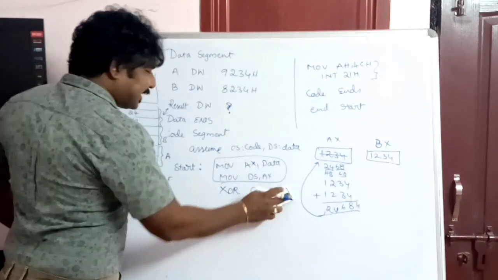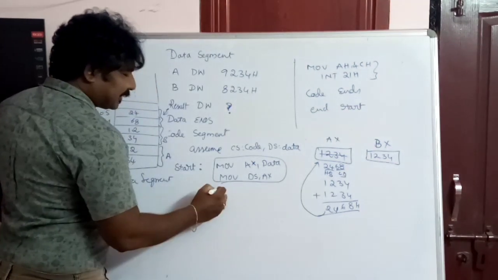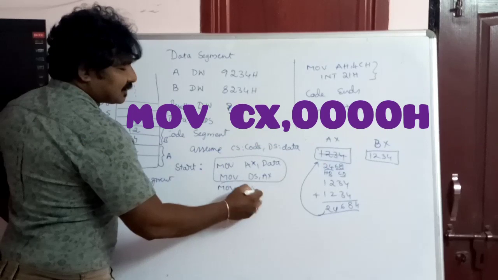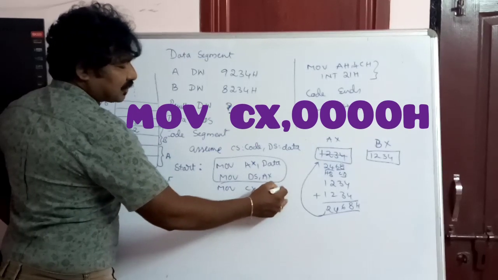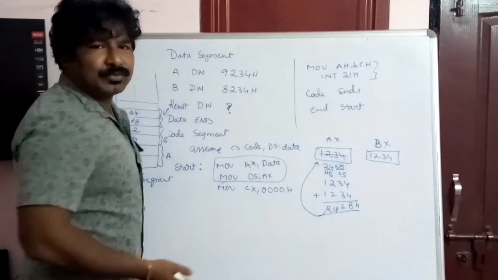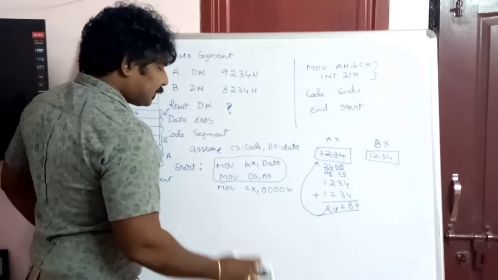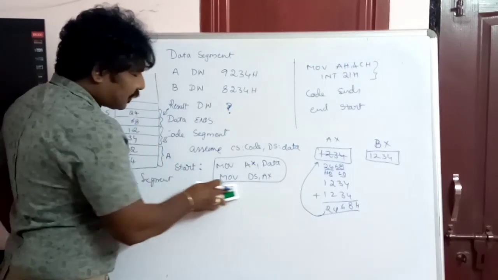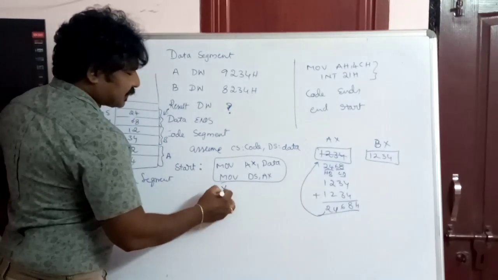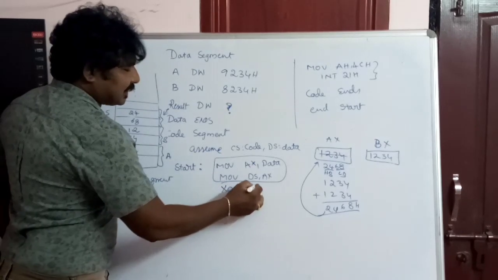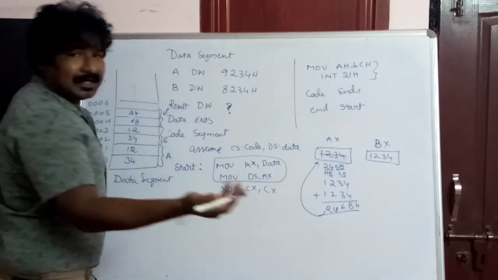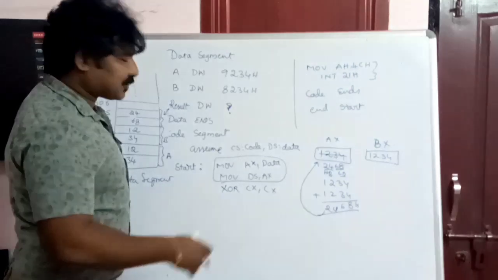Or you can write it in another way. You can write it as MOV CX, 0H. So this is a simple way to do it. You can use either this move instruction, or I can do an exclusive OR of CX with CX. That definitely produces all zeros in the CX register.